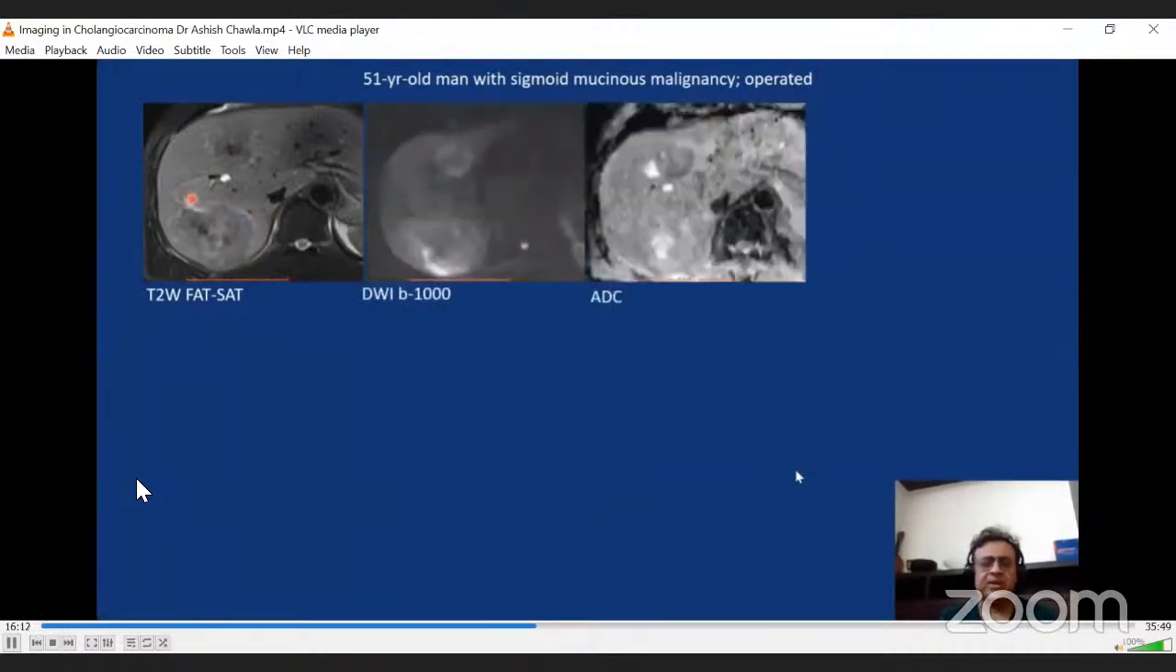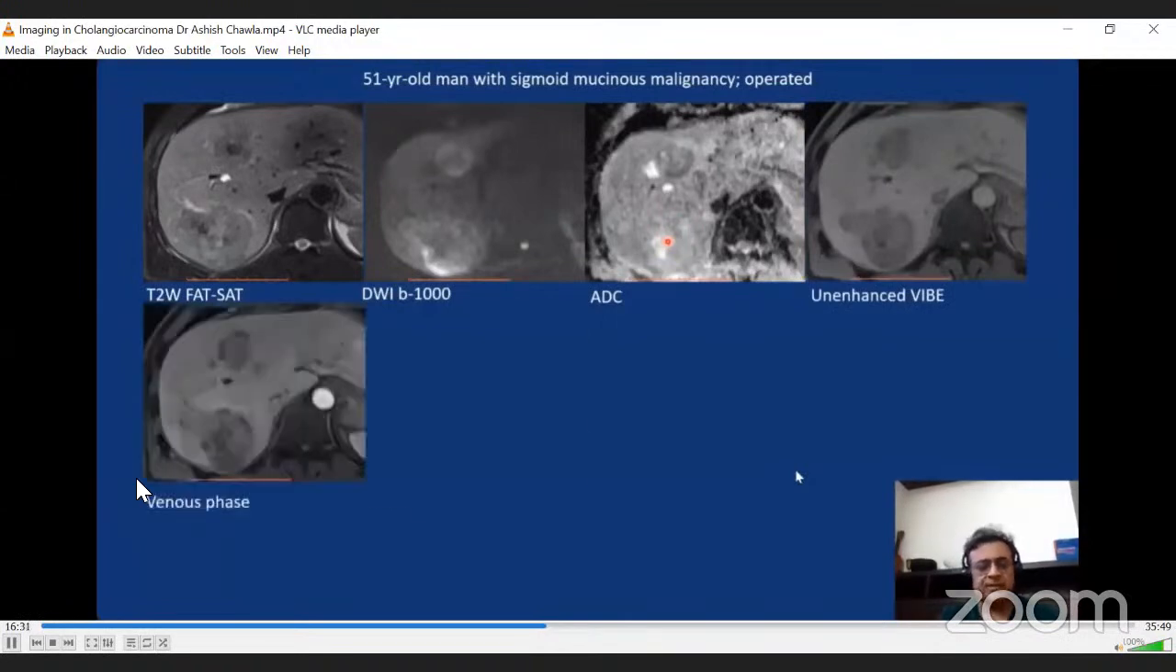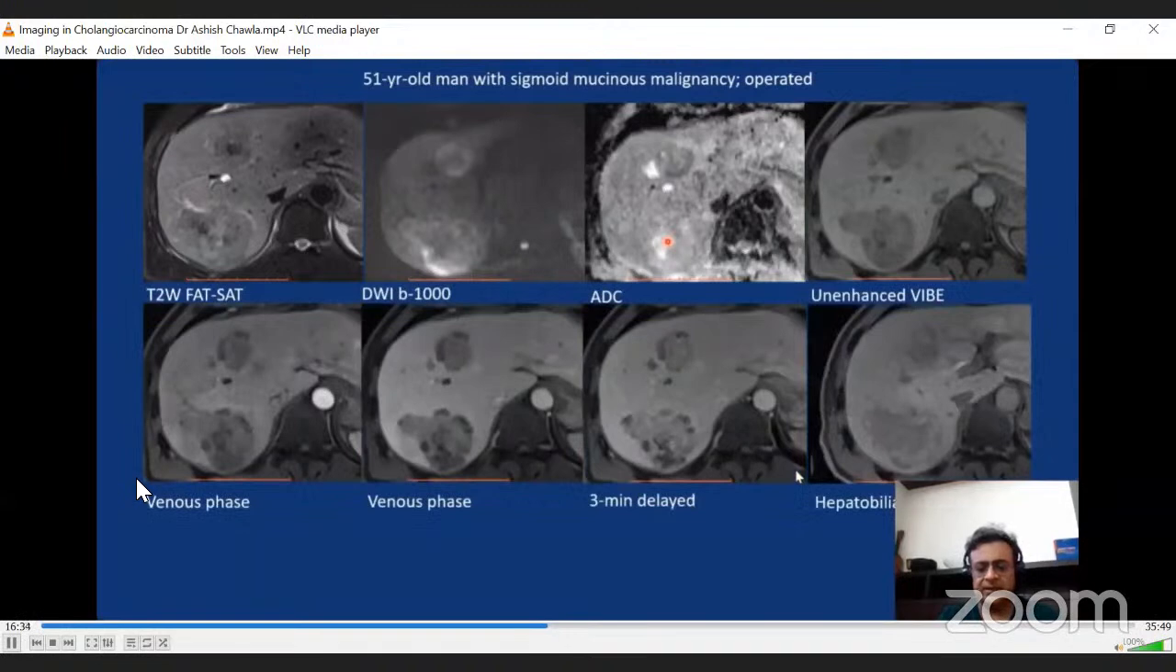There is restricted diffusion, and if you carefully evaluate the diffusion, the target sign is present. There is restricted diffusion in the periphery of the mass, and the central area is more of a T2 shine-through. Unenhanced, hypointense, and look at the venous phases, the 3-minute delayed and hepatobiliary phase. There is progressive enhancement in both the masses, see this here, here, and in the hepatobiliary phase, the classical cloud sign.